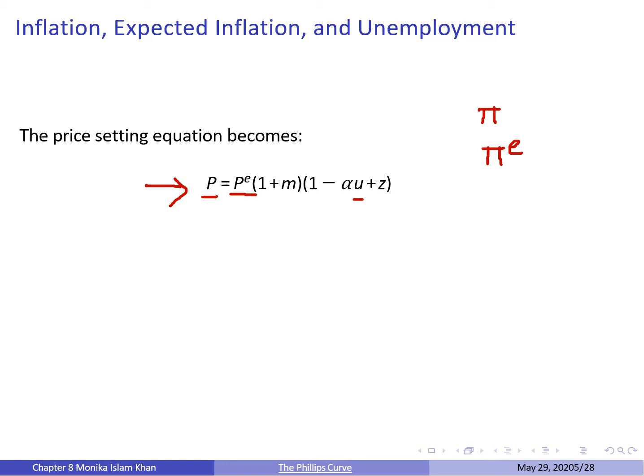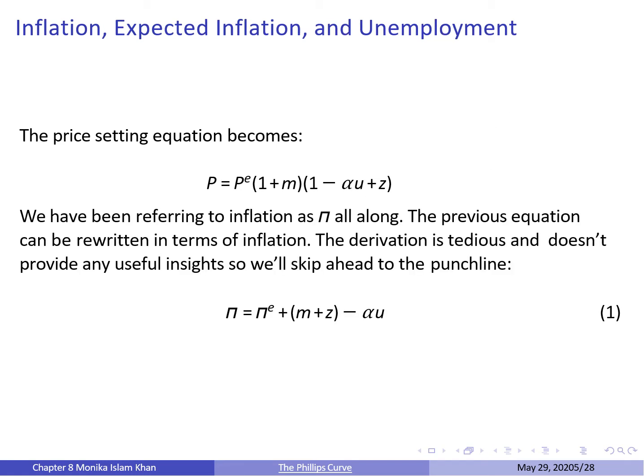Additionally, let pi denote the inflation rate and let pi e denote the expected inflation rate. The previous equation can be rewritten in terms of inflation to get the following equation. The derivation from the previous equation to this equation is really tedious and doesn't really provide any useful insights, so we'll skip ahead to the punchline. Through this equation, we get a relation between the inflation rate, the expected inflation rate, and the unemployment rate.